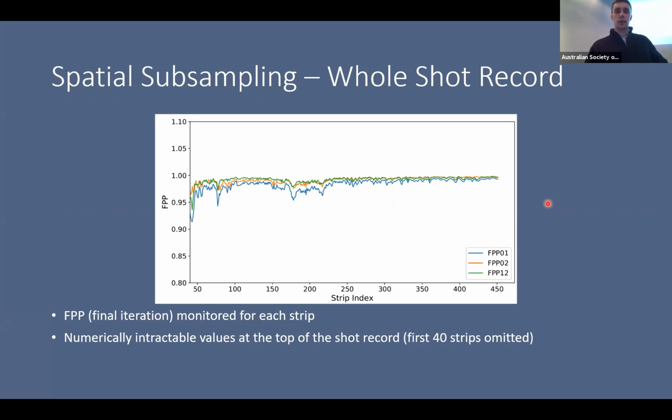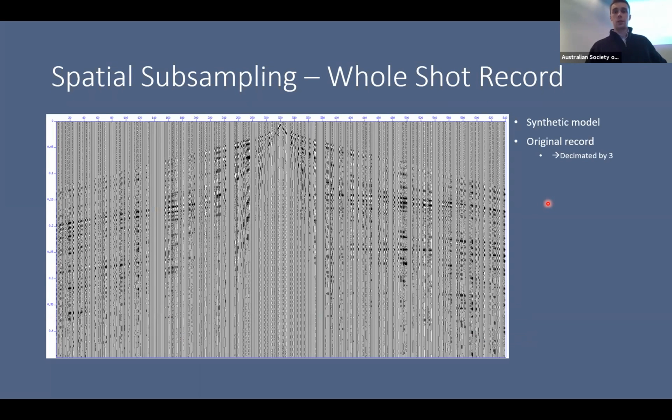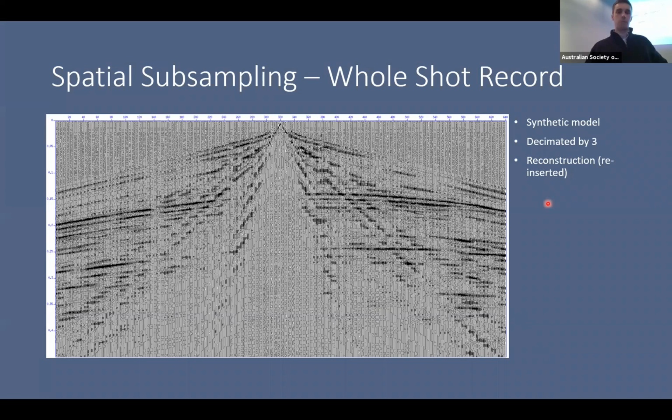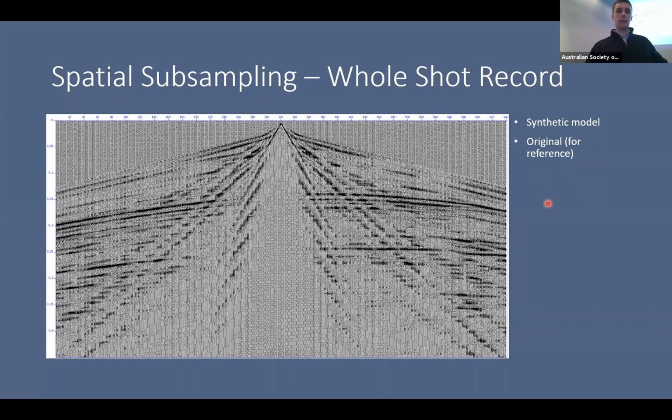So let's look at decimation by a factor of 3 now. So this is our synthetic model again, decimated by 3. There's the initial estimate. There's the reconstruction with reinsertion. There's the original for reference. So you can see, looking at about a quarter of the way across from the left, there's that gap there that I think the algorithm gives a red hot crack, but it really just can't get it.